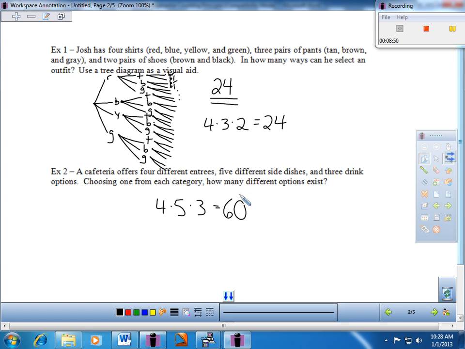Okay, good. So 4, 5, and 3. And notice just number of ways that we can do the first task, number of ways we can do the second task, number of ways we can do the third task. All right, let's keep it rolling.